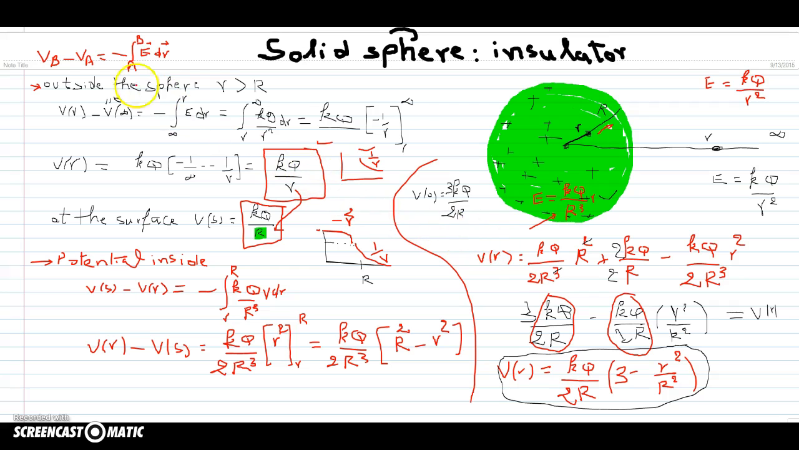So this is how we use this formula. The definition of the voltage difference between 2 points is the negative of the integral of the field along the path, and we're able to find the voltage.